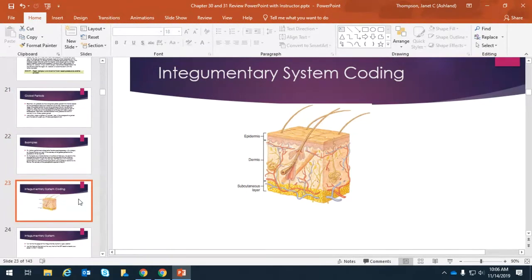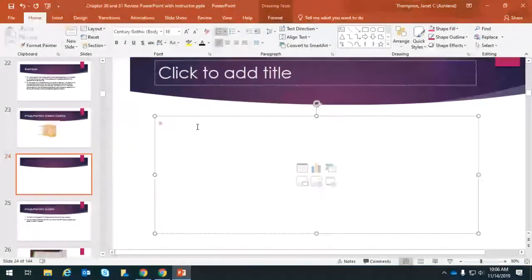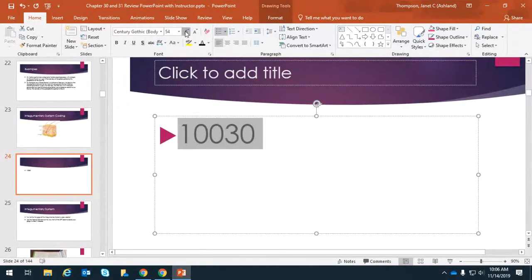But now let's look at the integumentary system. This one's hard. This section's hard. There's a lot of math. There's a lot of guidelines. So we should be after code 10030 to begin. So let's get to that code if you haven't already.